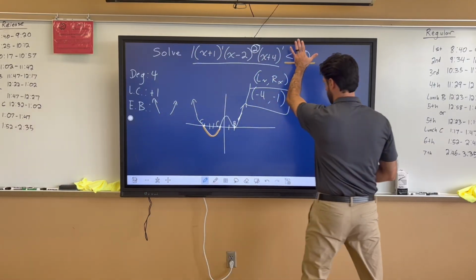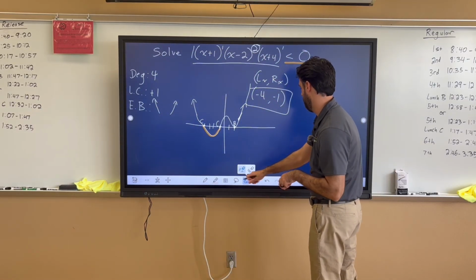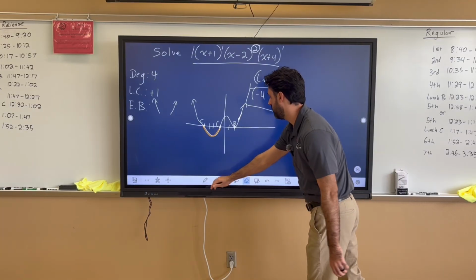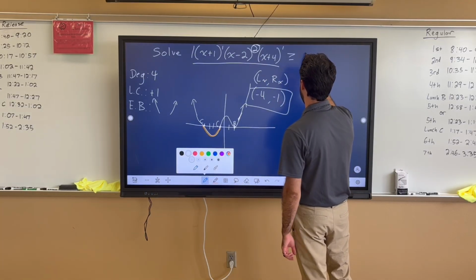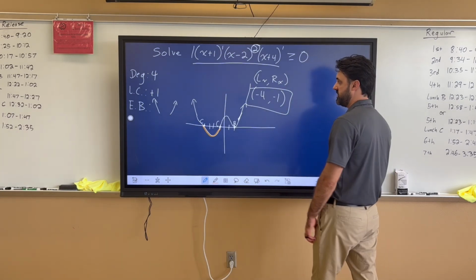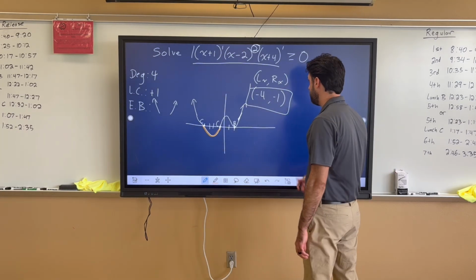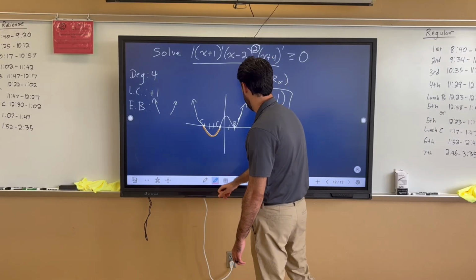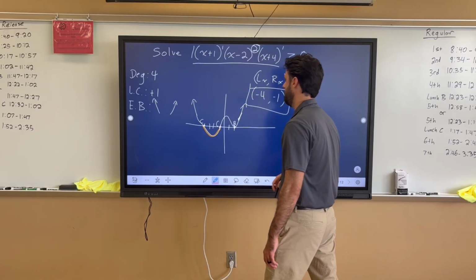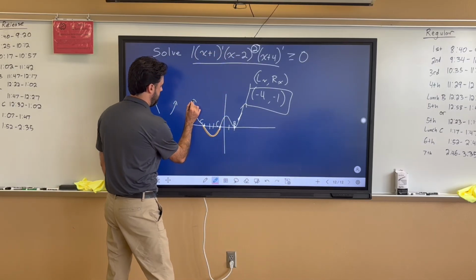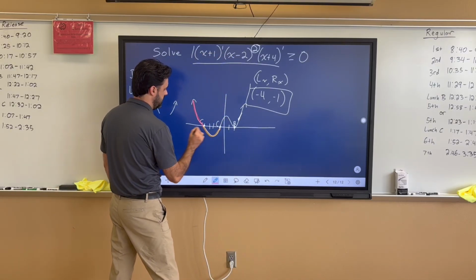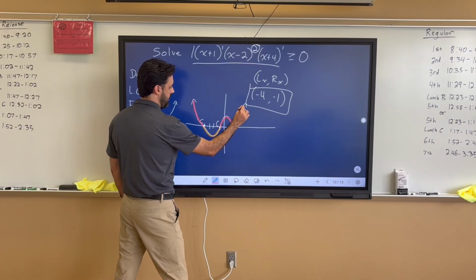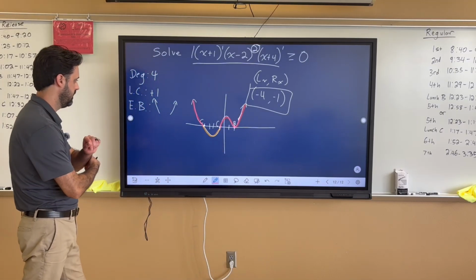But what if it was a greater than 0? Or you know what? I'm actually going to change it a little bit. What if, instead of being greater than 0, this was a greater than or equal to 0? Well, we would still sketch this graph here. But greater than or equal to 0 means either positive or 0. So where is this graph positive or 0? It's positive here. It's above the x-axis. Positive here. All the way to the right there.